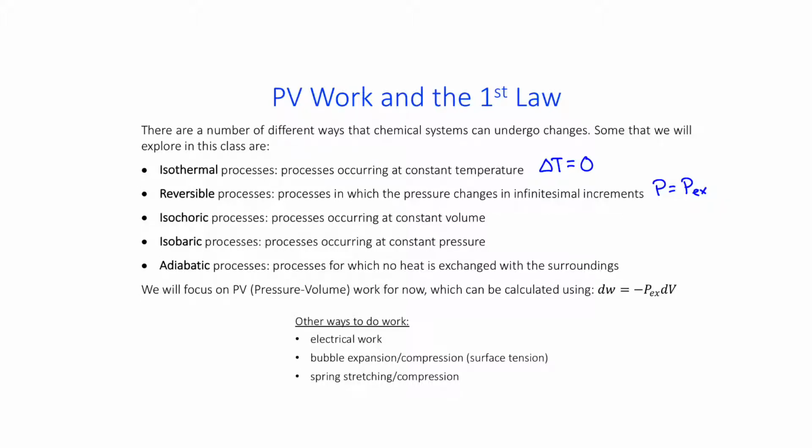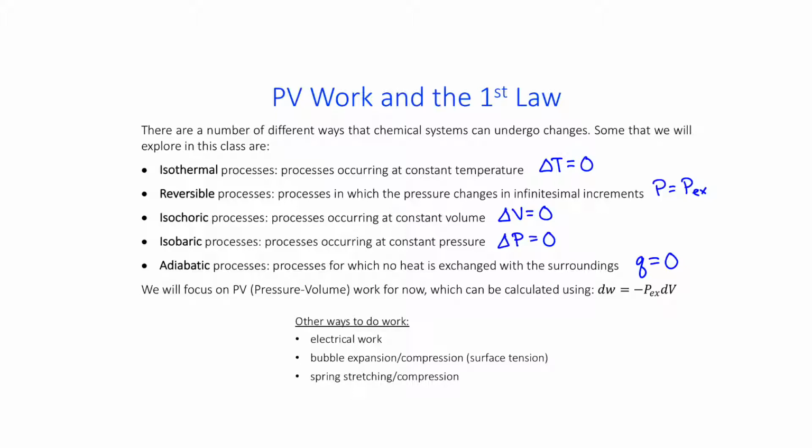Another type of process we'll encounter is an isochoric process. That's a process occurring at constant volume. So in that case, we would have delta V equals 0. And we'll also encounter isobaric processes, which are processes that occur at constant pressure. So in that case, delta P would equal 0. And finally, we will also talk about adiabatic processes where there is no heat exchanged with the surroundings. So in that case, we would say Q, our heat, is equal to 0 for an adiabatic process.